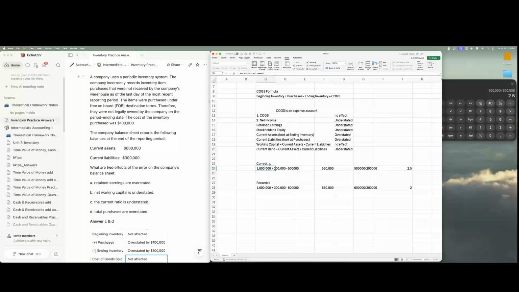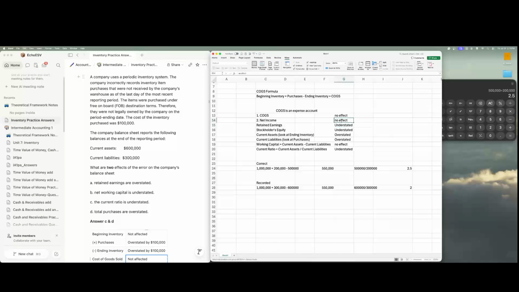Okay, so that's one important thing to note about the inventory and the misstatements of inventory. In this case, yes, the cost of goods has not changed. There's no effect to the cost of goods, but there's other things incorrect about this whole thing. Well, the cost of goods sold has no effect, so the net income will actually have no effect either, because the expenses are actually correct. So the net income is actually correct.